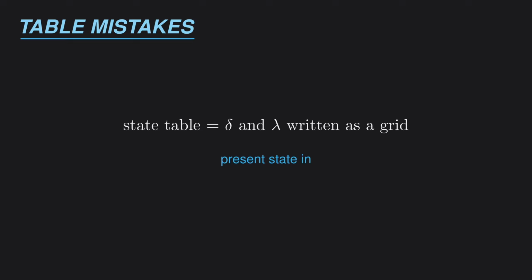In one line, here is the whole idea. A state table is just delta and lambda written out as a grid. Present state in, next state and output out. The output sits with the state for Moore and with the transition for Mealy. Up to now, everything has lived on paper.